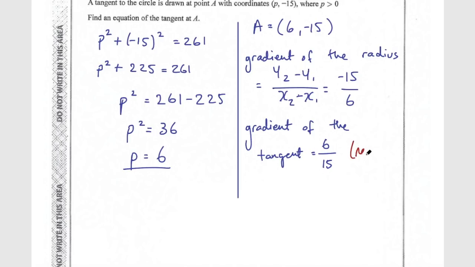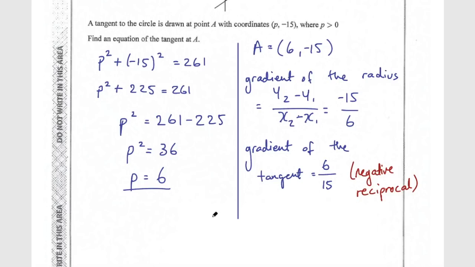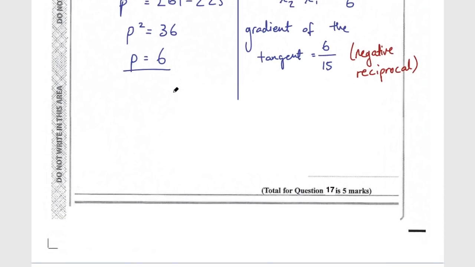So that's the negative reciprocal. Now I have a point on the line and the gradient. I can go ahead and find the equation.